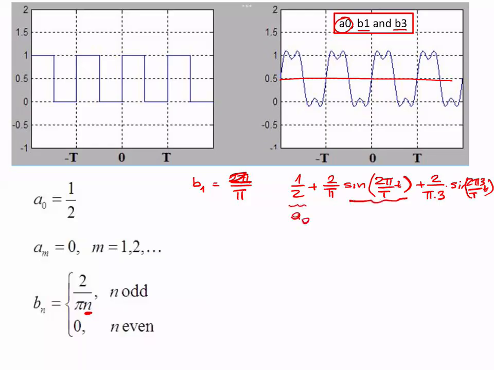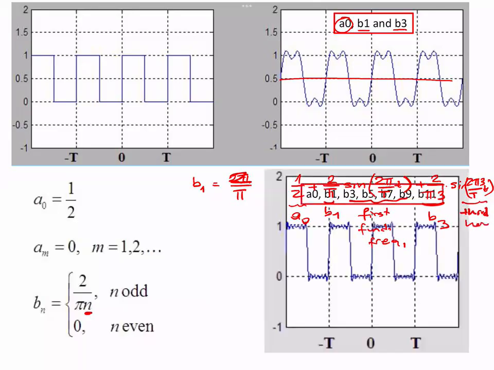This is the first fundamental frequency, okay? And this is B1, and this is B3, and then the third harmonic. So if we do this, we will see, for example, A0, B1, B3, B5, 7, 9, and 11. If I add all of these, I'm going to get this kind of a signal.